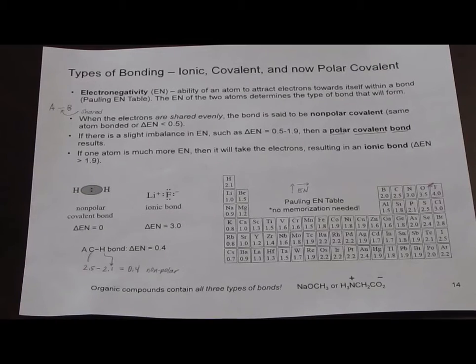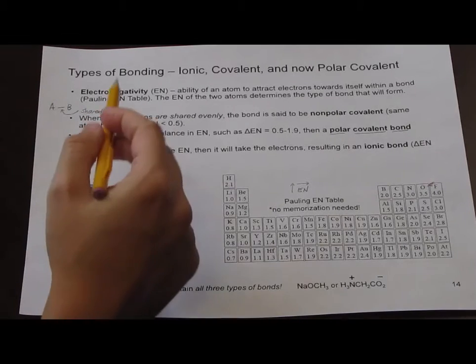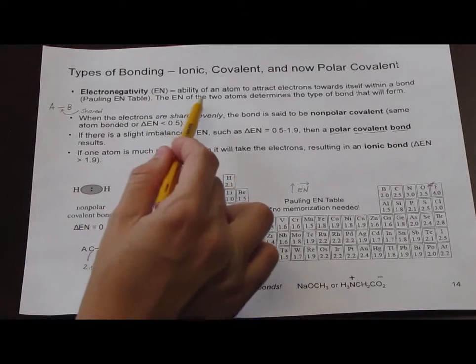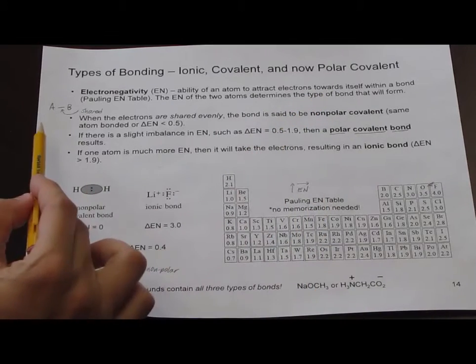Today's inverted lecture is going to be about polarity and how that affects solubility and other physical properties. So let's briefly review electronegativity. Electronegativity, or EN, is the ability of an atom to attract electrons towards itself within a bond.